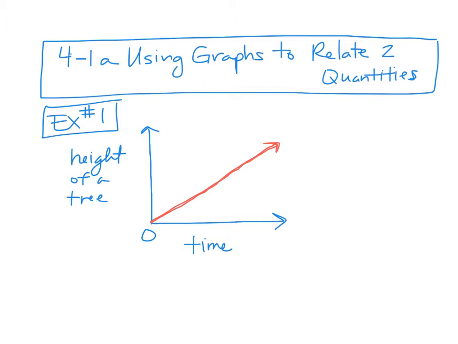Can anyone tell me in words what that graph is saying to you? It's going up. What's going up? The height of the tree over time, right? So as time increases, the height of the tree increases, right? So if we were to just put some numbers in here, you don't need to write numbers in, but I'm just going to kind of give you a visual here.